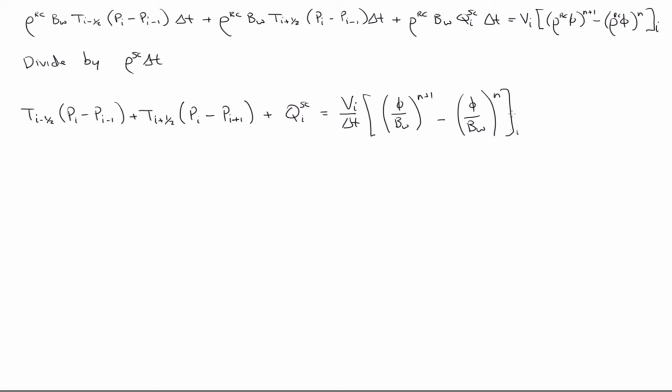So over there, you wrote P_i minus P_i-1 twice, right? The other one should be P_i+1 minus P_i, right? So for the rho_SC times BW times T_i+1/2. Oh, over there it should be plus, yeah. You mean right here? Yeah. Sorry. I fixed it in the second equation.